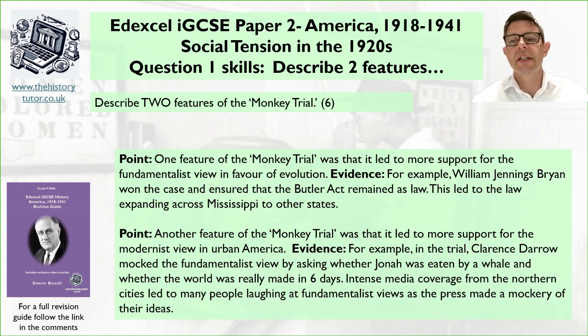Another feature of the monkey trial was that it led to more support for the modernist view in urban America. So we've got the Bible Belt for the first point perhaps, and rural America, and urban America becoming more challenging of this fundamentalist view. So for example, in the trial, Clarence Darrow mocked the fundamentalist view by asking whether Jonah was eaten by a whale and whether the world was really made in 6 days, so challenging some of those Bible stories. Intense media coverage from the northern cities led to many people laughing at the fundamentalist views. The press made a mockery of their ideas. There we are. A nice simple answer, setting up 2 different views and features, and then giving some evidence to back it up.